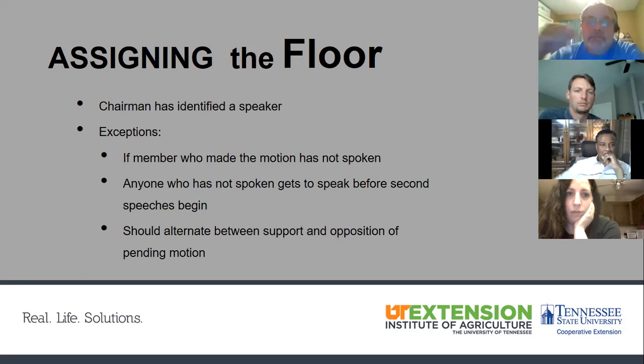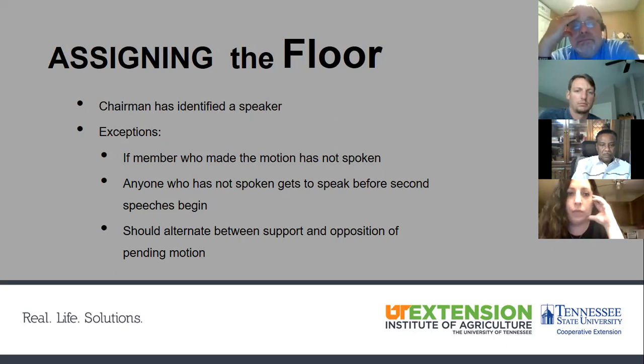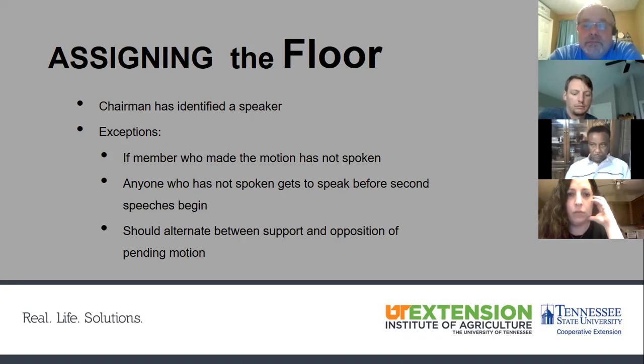So once we've identified the speaker, here's who gets to speak first. And this is a ranking system. So the person who made the main motion gets the first opportunity to speak. Now, if they don't jump up first, that's fine. But if they jump up 5 minutes from now, then they should be at the top of the list to get to speak next, because the person who makes the main motion has that right. Anyone who has not spoken yet on the motion gets to speak before someone else who has already spoken wants to speak for their second turn.